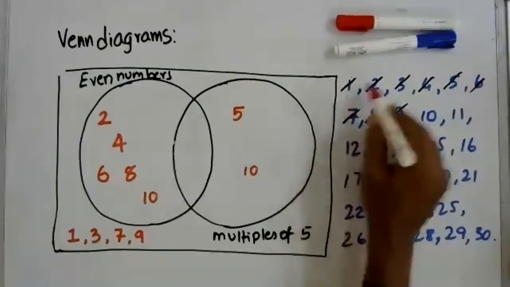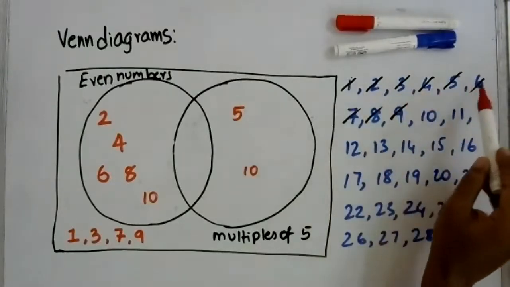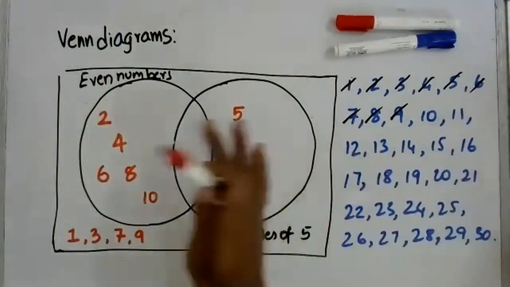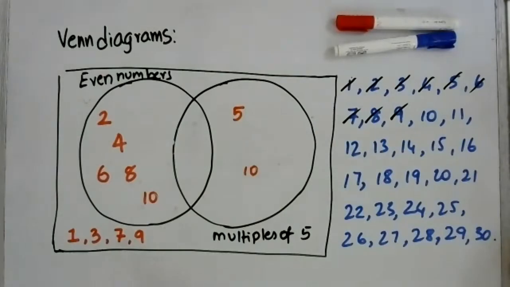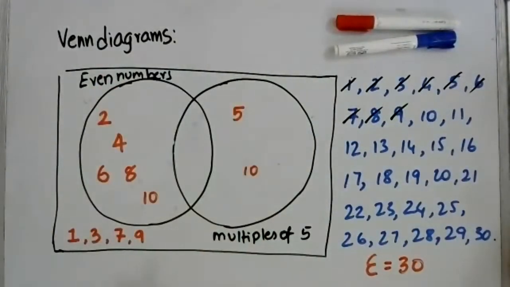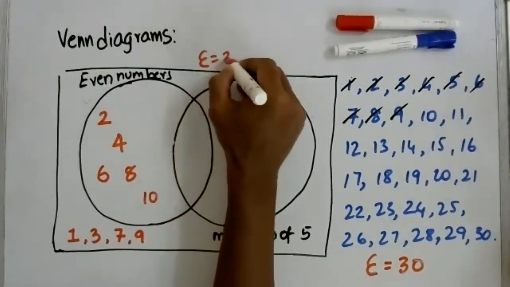What is the count of these numbers? How many numbers are there? 1, 2, 3, 4, 5, 6, 7, 8, 9, 10. And we have got 30 such numbers. So when you finish putting all these numbers into these categories, you should have only the same number of elements. We call them elements. So there are 30 elements in this set. When you finish the task, the number of elements inside this should also be 30.